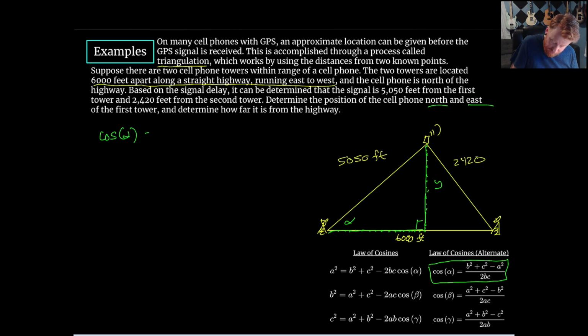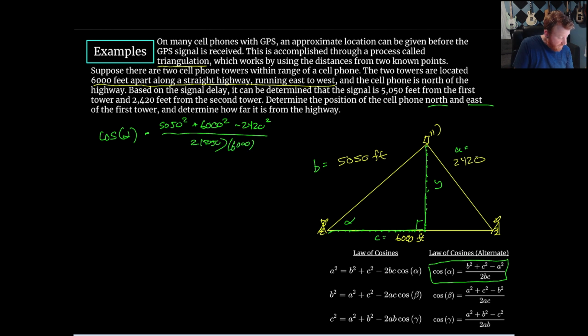So I'm going to look at cosine alpha, which is what I'm trying to solve for, is equal to b squared. I guess I will label this one b and this one c. That one's got to be a, sorry, that's across from alpha. This has to be a, so this one must be c. So I know what b and c are now. So b squared is going to be 5,050 squared plus c squared, so plus 6,000 squared, minus 2,420 squared, all over 2 times b, which is 5,050, times c, which is 6,000.